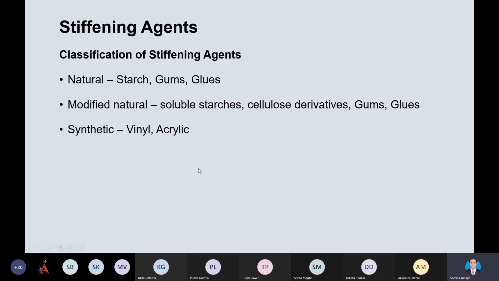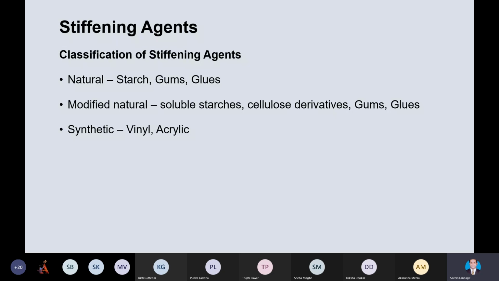Next, whatever the stiffening agents are there, stiffening agents are classified mainly into three categories. First, we have the natural stiffeners. In that, we have various types of starches, like maize starch, corn starch, wheat starch, rice, sago, potato, tapioca. Likewise, various starches we can use.